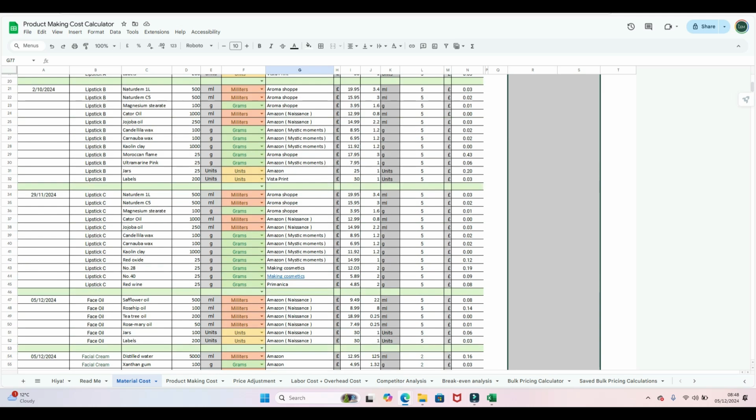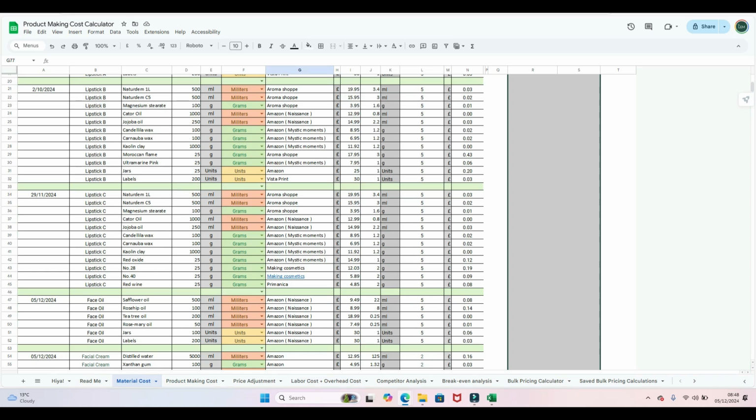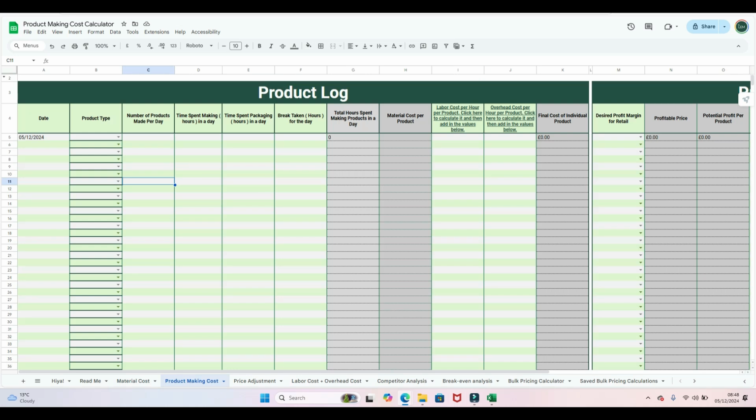All right, so let's move on to product making cost. The product making cost, this is where you're going to calculate the final cost of an individual product. So let's say you made the product on the 5th of December. Now, product type. The product type here will automatically update as you go. So make sure you're adding products here to calculate everything, and your product type will automatically appear.